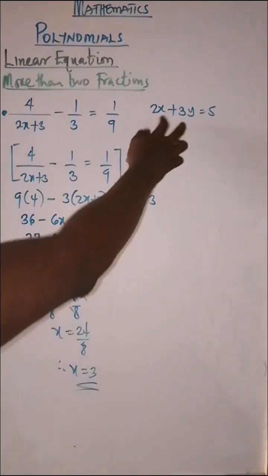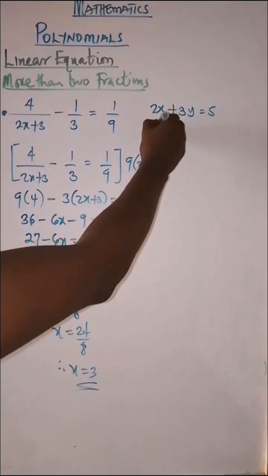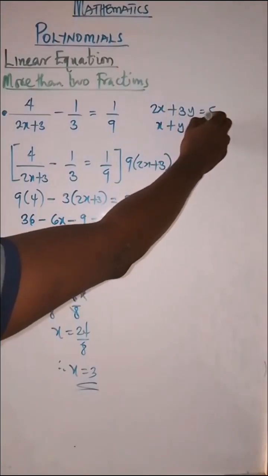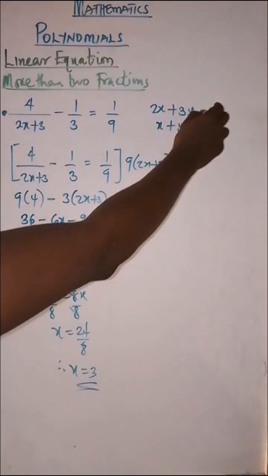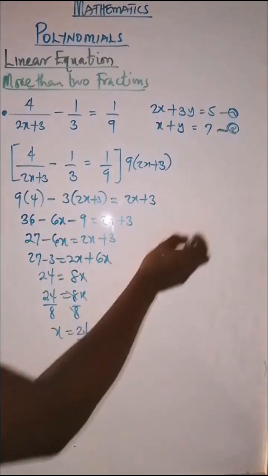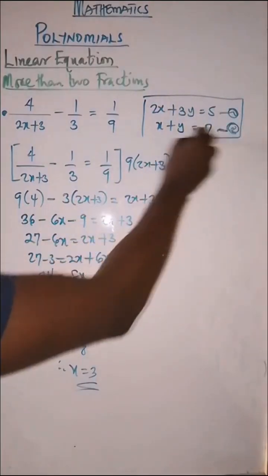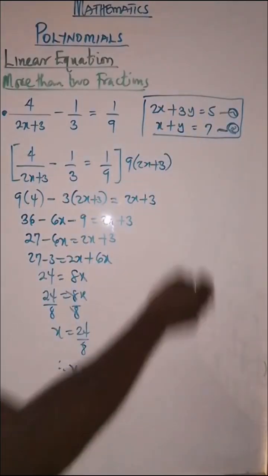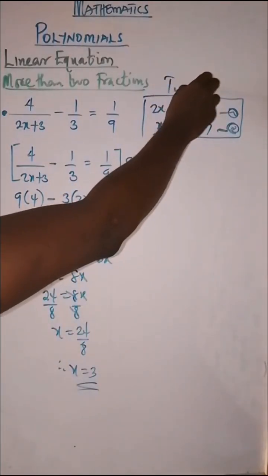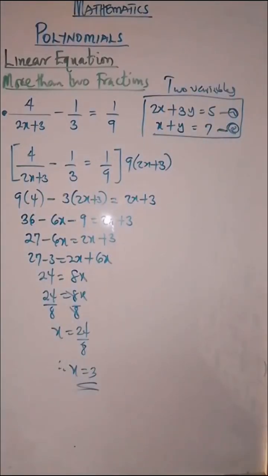Perhaps you are told that x and y are whole numbers, so you can get the possible values of x and y. Or you are given another expression that says x plus y equals 7. In this case, this is one equation, this is another equation, and these two equations are true for a certain value of x and y. So in this case, we have two unknowns, and if you have two unknowns, we need two equations. Here, the two unknowns are called two variables. If you have two variables, you need two equations or two hints to get the value of those variables.